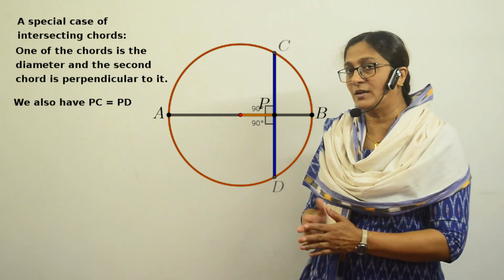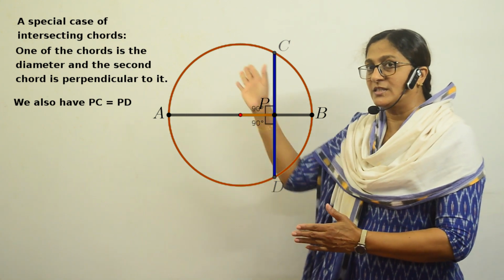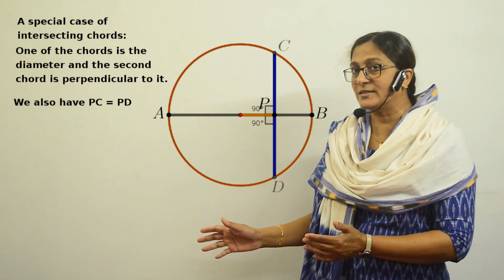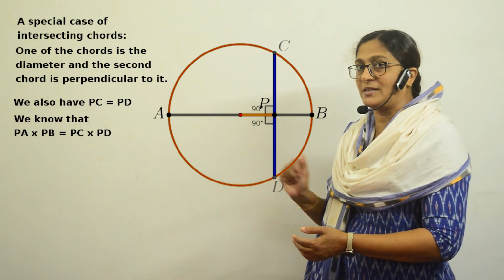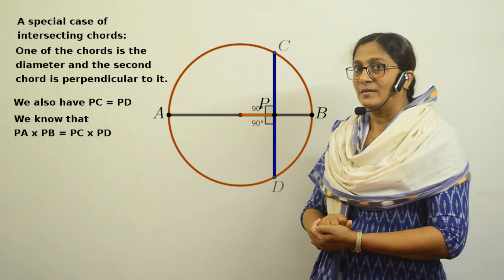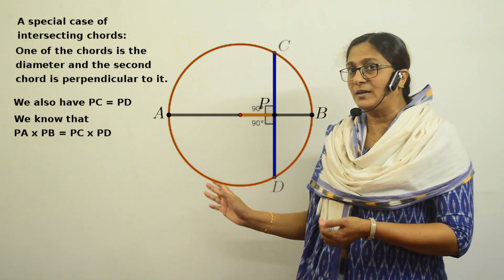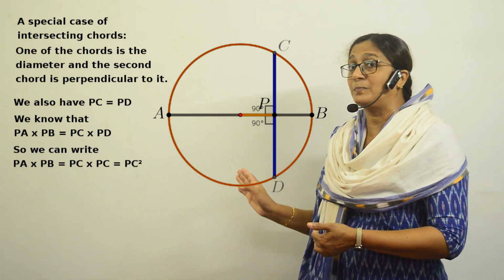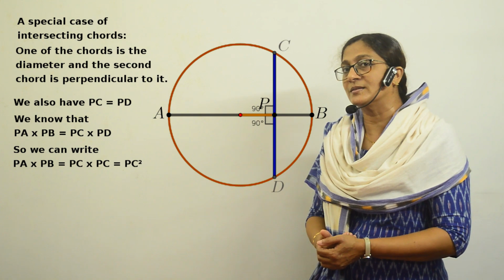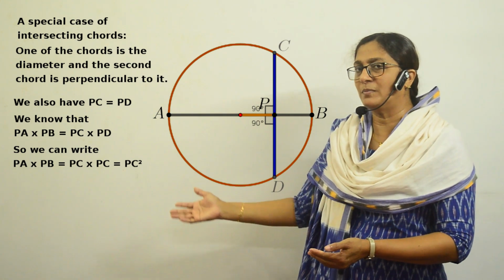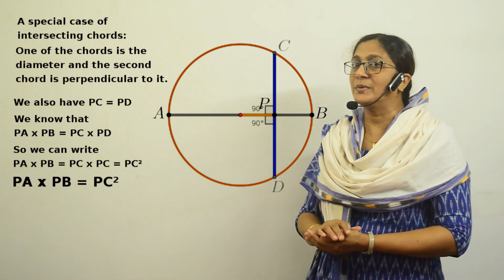So we had earlier got the relation when two chords intersect. AB is the first chord, CD is the second chord. When two chords intersect, PA multiplied by PB equals PC multiplied by PD. We can change that relation a bit. PA multiplied by PB equals PC multiplied by PC, since PC and PD are of the same length. This can be further simplified into PA multiplied by PB equals PC squared.